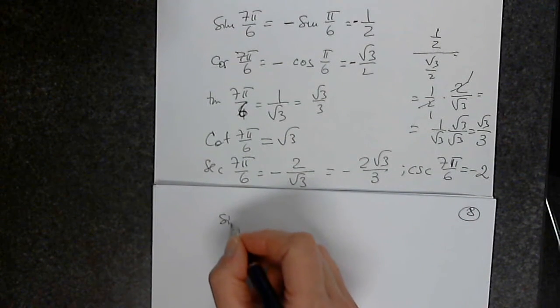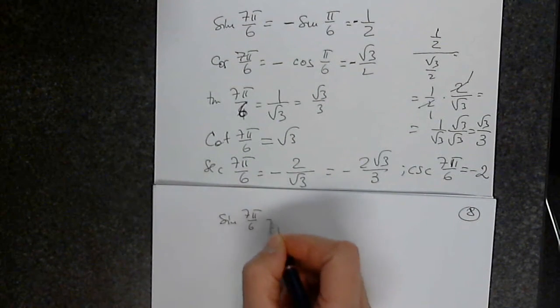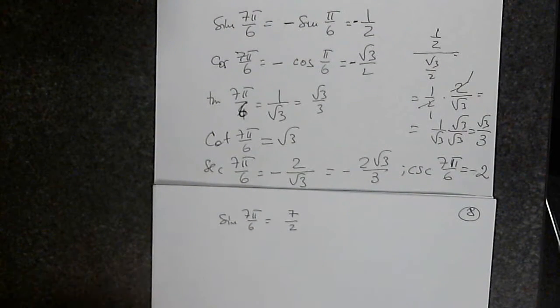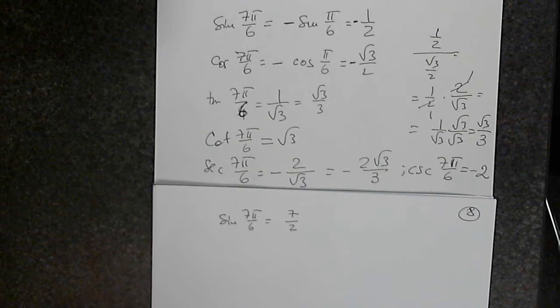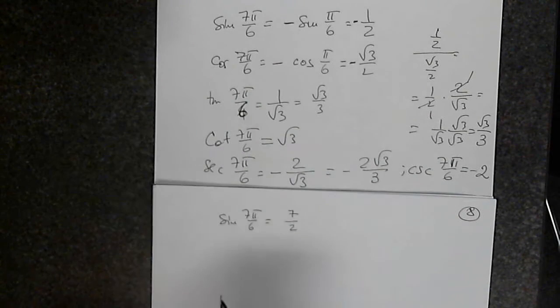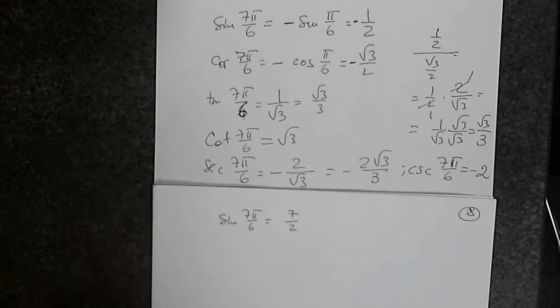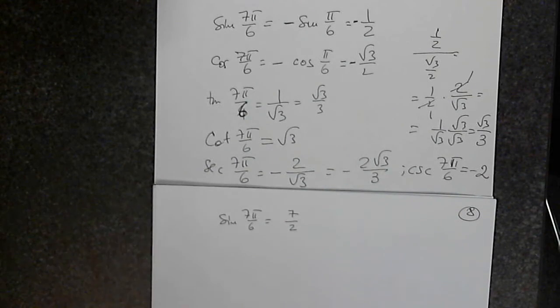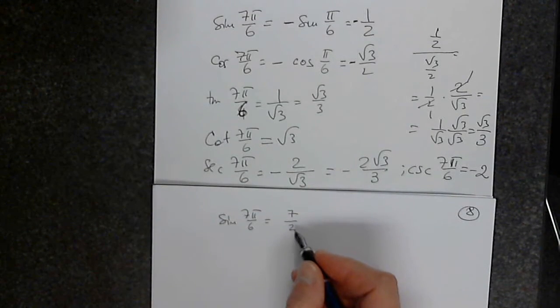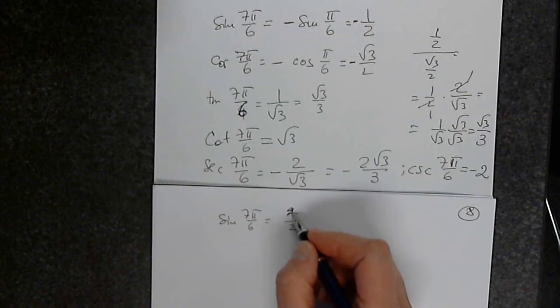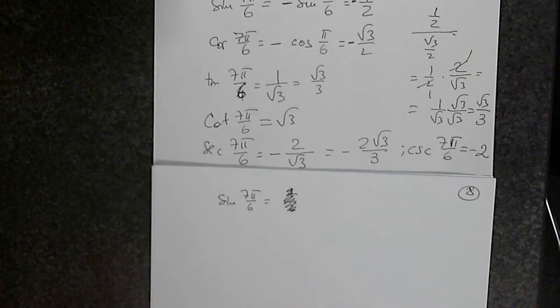Now, I don't remember if it was just one test or more than one. Someone wrote sine 7 pi over 6 equals 7/2. And I put a big question mark. Can I write something like this? What is the maximum possible value of the sine of any angle? 1. What is the minimum possible value of sine of any angle on the planet? -1. So this is 3.5, right? I cannot write something like this. Please pay attention to that.